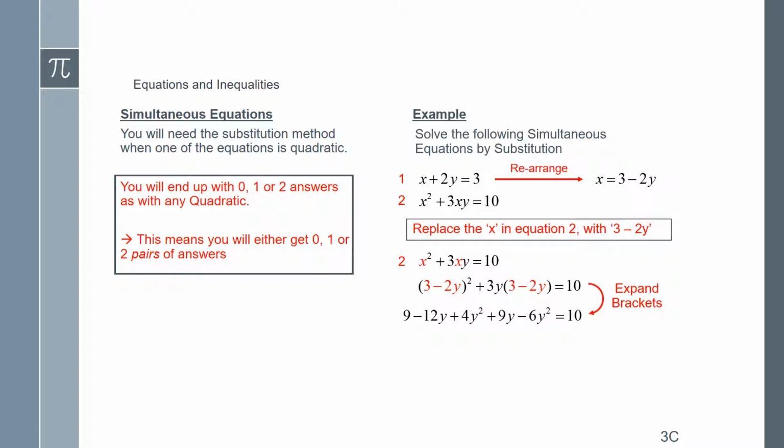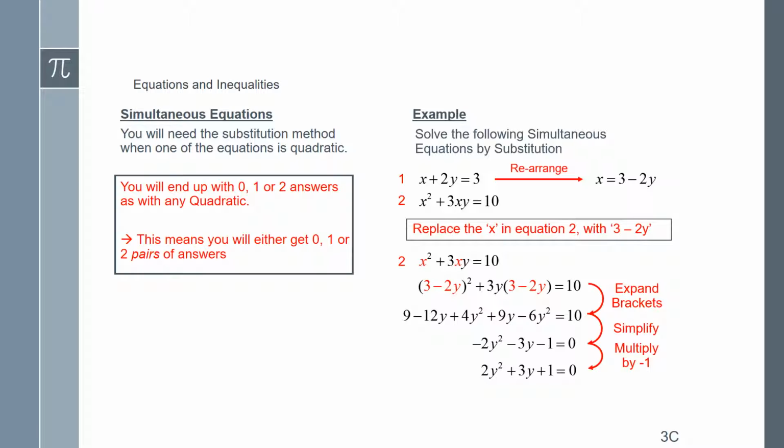So (3 − 2y) squared is (3 − 2y) times (3 − 2y), which is 9 − 12y + 4y². Then times it by the linear bracket as well. Collect up any like terms. −2y² − 3y − 1 = 0. Have a little think about the best way to solve that. If we times it by −1, we make it look nicer. There's a lot of minus signs floating around. No one likes them. But now we get 2y² + 3y + 1.